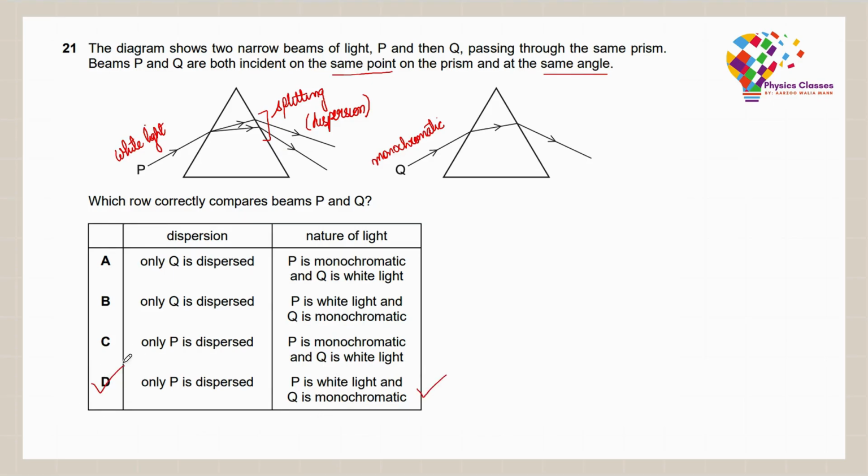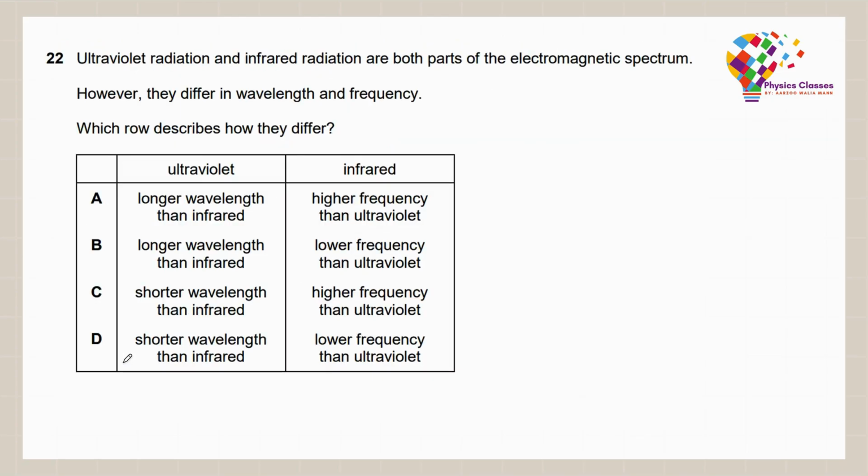Further, let us move on to question number 22. It says, the ultraviolet radiation and the infrared radiation are both parts of the electromagnetic spectrum. However, they differ in wavelength and frequency. Which row describes how they differ?